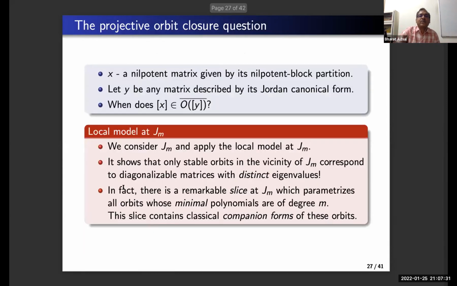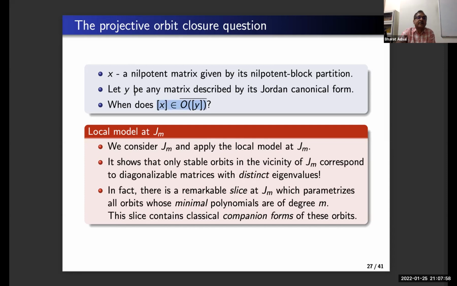So this is the question that we would like to answer: given a nilpotent matrix X, which can be given by this combinatorial data, and given another matrix Y, which can be described by the Jordan canonical form, when is it that the projective orbit closure of Y contains X? Okay, this is what we would like to understand.